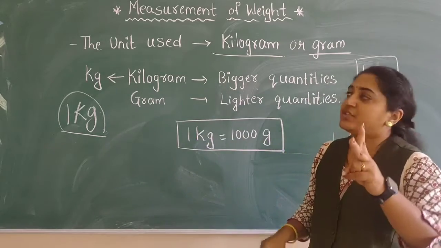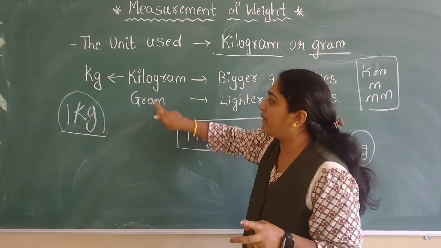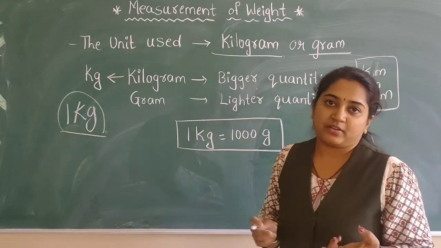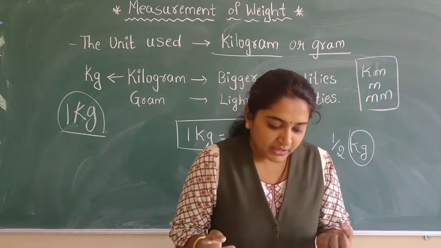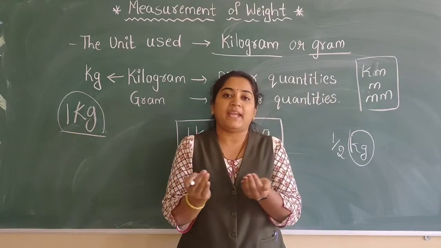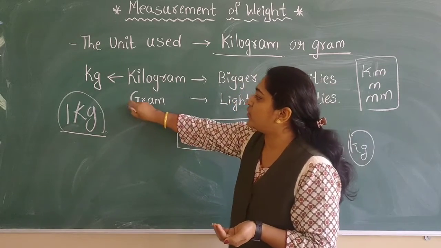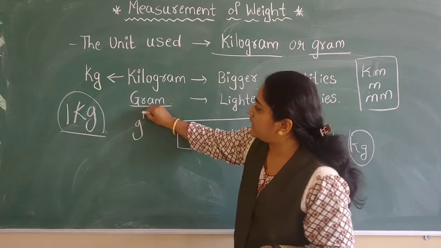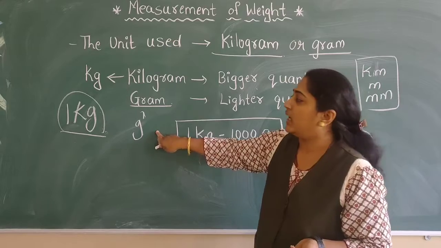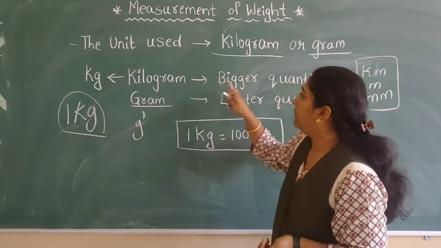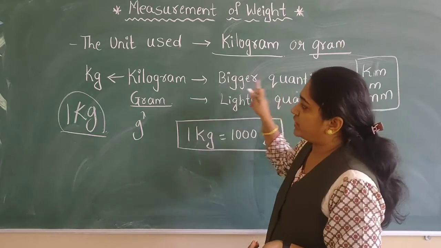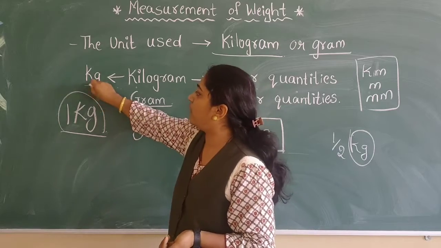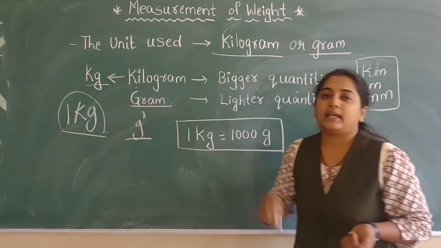And the next one is gram. I said two measurements of weight are there. One is kilogram and another one is gram. Whenever we measure a lighter quantity, that time we will use gram. How will we write gram? Only small g. This is the indication of gram. And when we write kilogram, for measuring bigger quantities, we write capital K and small g. This is kilogram, and this is gram.